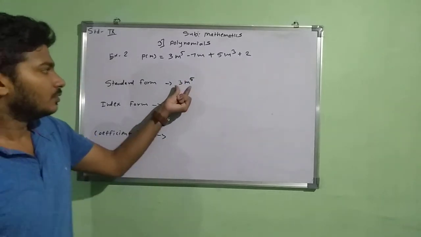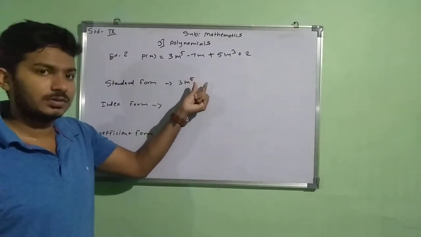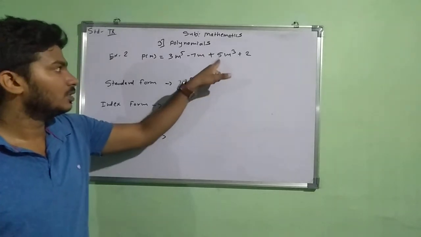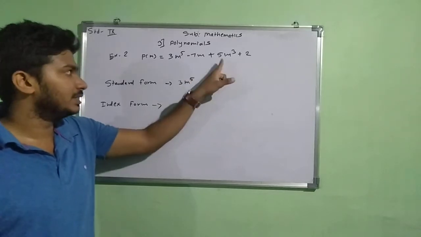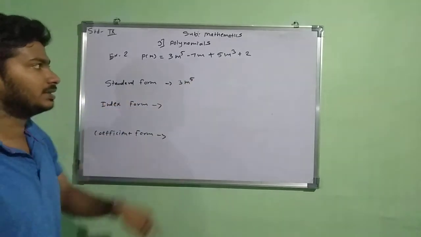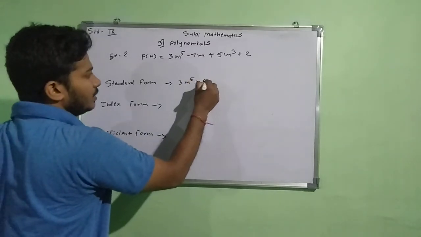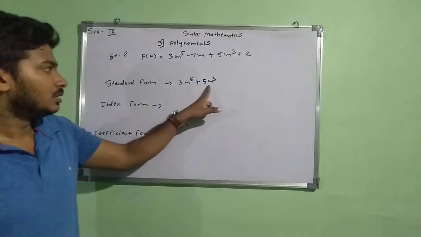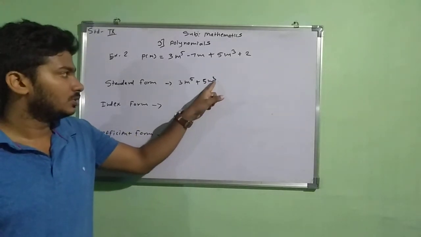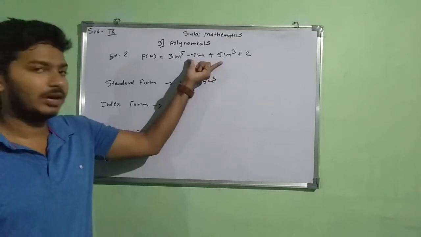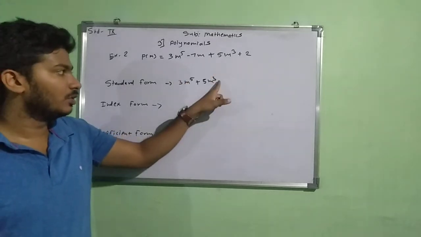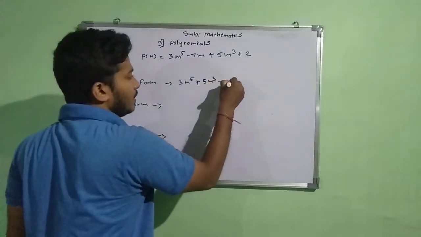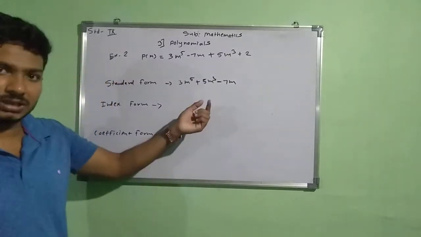Now after the power 5 term, the term with power 4 would come, but we don't have any variable with power 4, so we go for power 3. Here we have 5m cube as the power 3 term, so we write 5m cube. After that, the term with power 2 would come, but we don't have any term with power 2, so we go to the next, the term with power 1. Here we have minus 7m. After that the constant term will come.